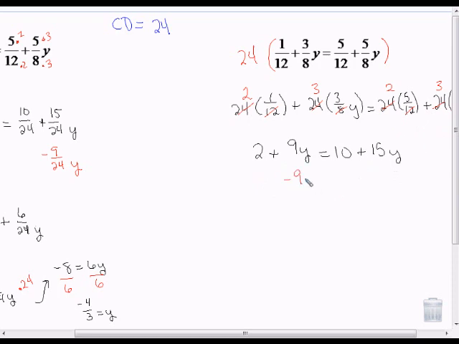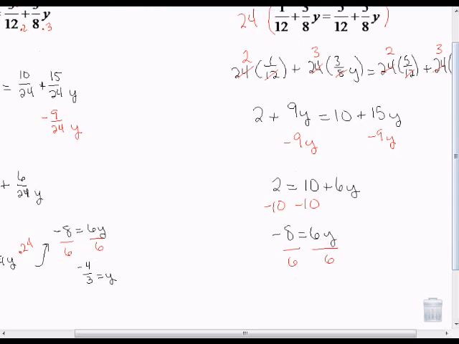Subtract 9y from both sides. 2 is equal to 10 plus 6y. Subtract 10 from both sides. Negative 8 is equal to 6y. Divide by 6. And I get negative 4/3 is equal to y.